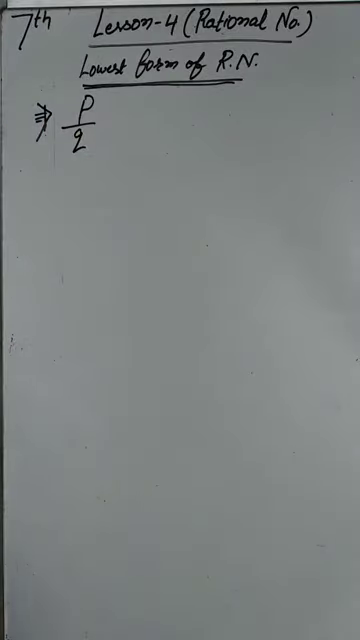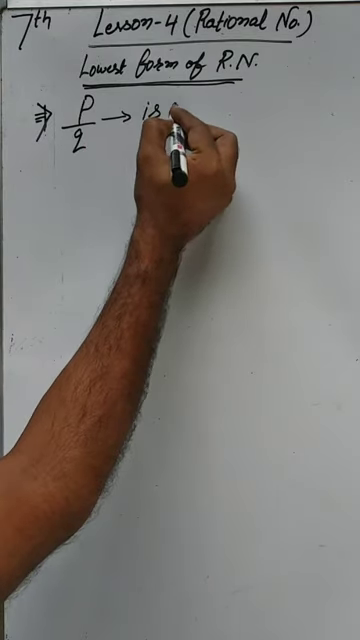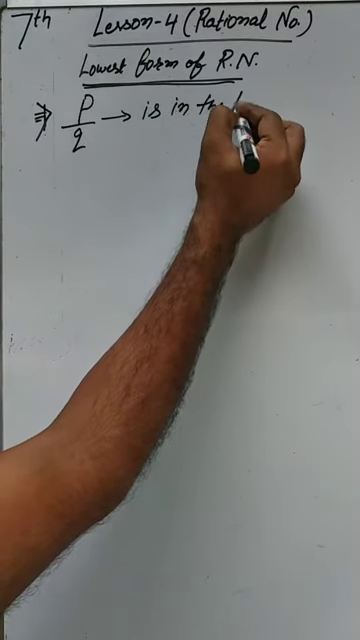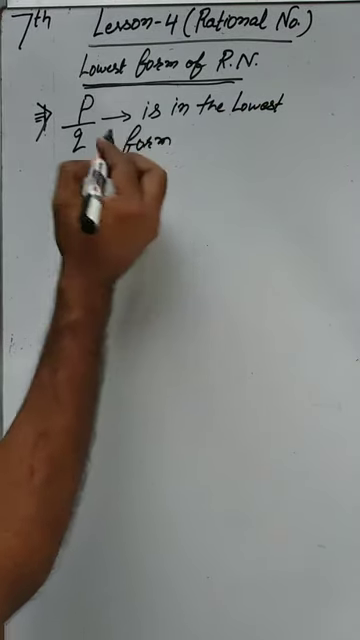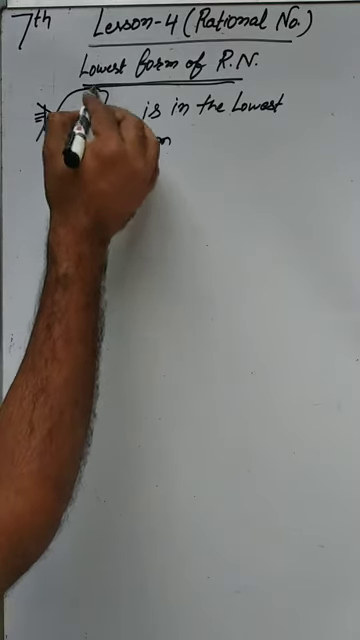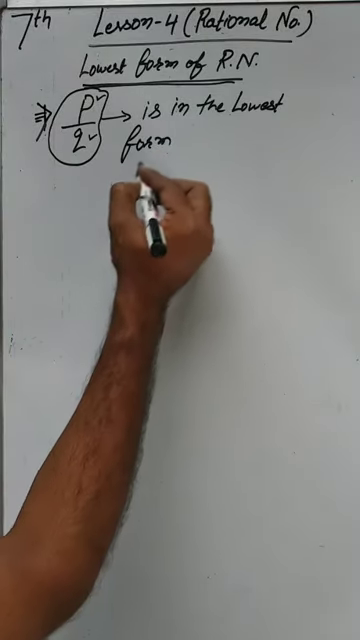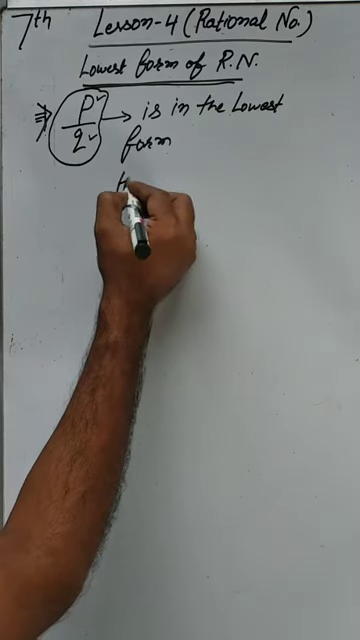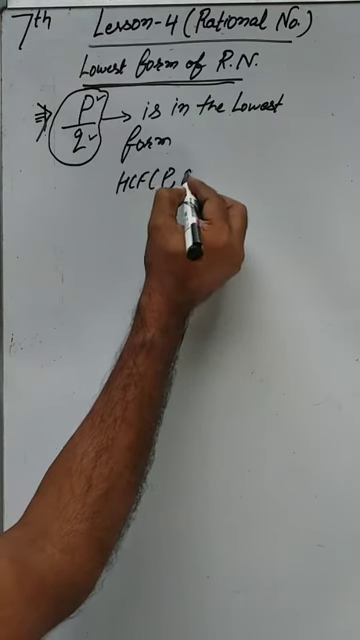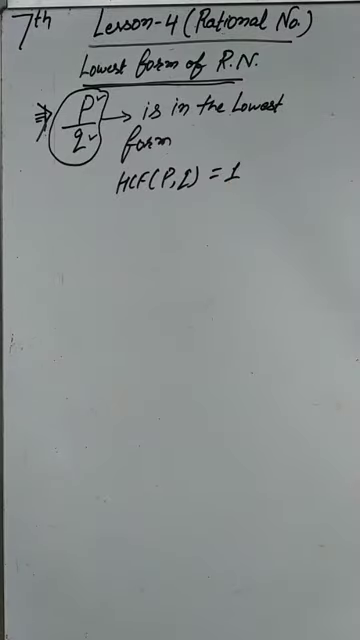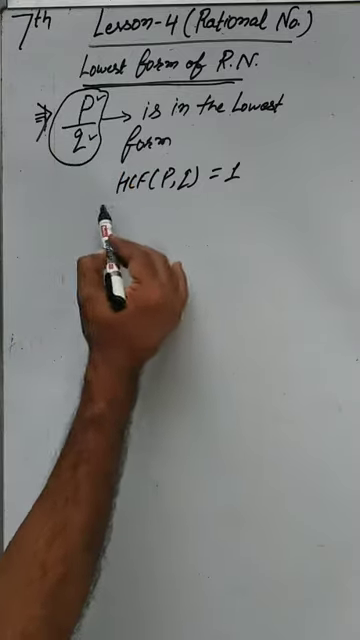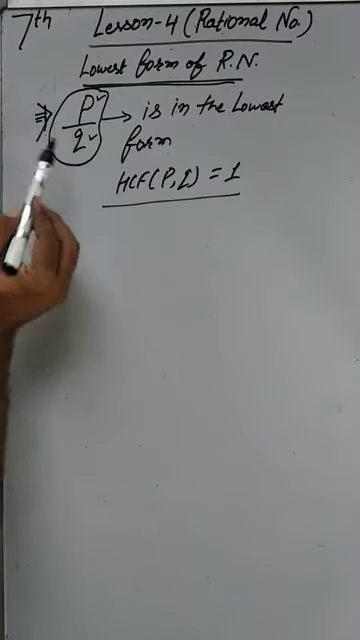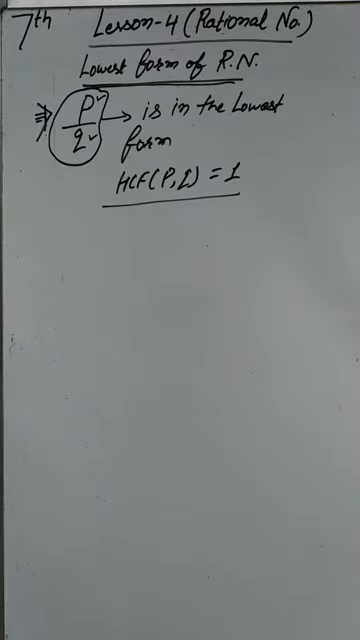Suppose you have a rational number p upon q. It is in the lowest form if nothing is common between p and q except 1. That means the HCF of p and q is equal to 1. Understood? Rational number p upon q is in lowest form if HCF of p and q is equal to 1. It means nothing is common between numerator and denominator, just like the fraction. Understood, beta?